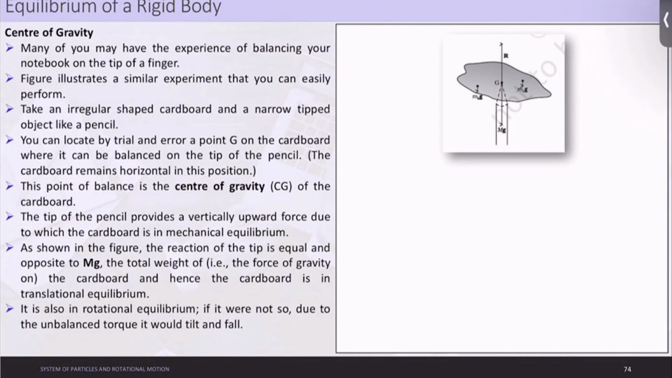Now let us try to understand the concept using the illustrations given. Many of you may have experience of balancing a notebook on the tip of the finger, or you may have also tried to balance a pencil on the tip of the finger. So you have done such things, right?